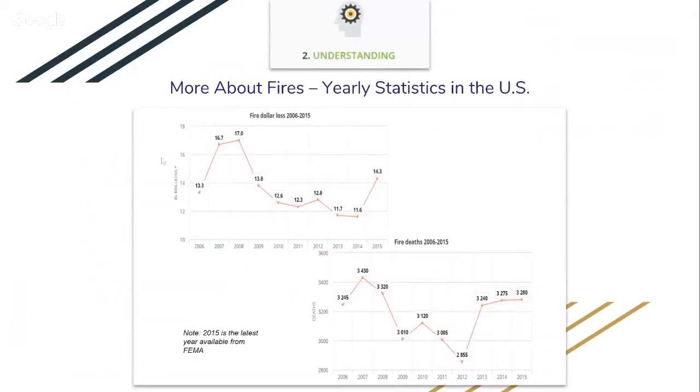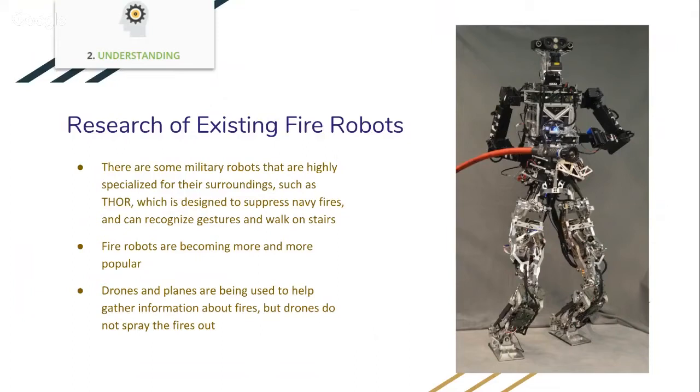Then, in order to get a better idea of fire statistics, I found two graphs on FEMA about the fire dollar loss from 2006 to 2015 and the fire deaths from 2006 to 2015. I also did some research on some existing solutions, such as Thor, which is a military robot that is designed to extinguish fires on naval ships. Also, I found that drones and planes are being used to help gather information, and planes are being used to spray out fires. However, drones are not being used to spray out fires as of now.